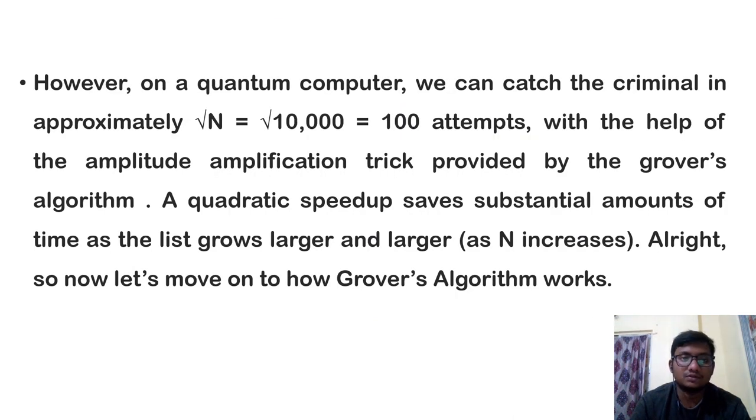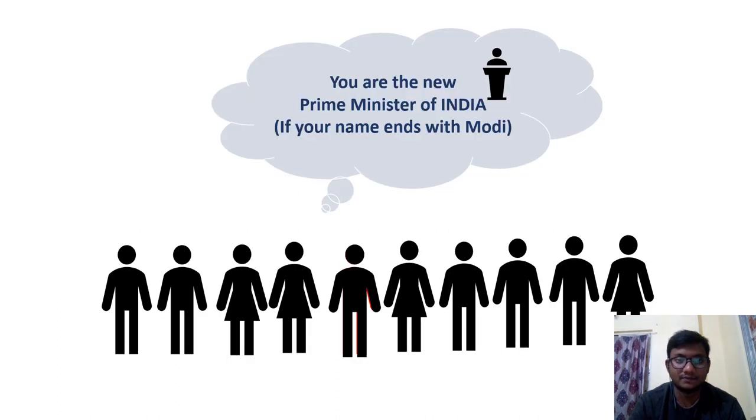So coming back to our previous example, where 10,000 spectators are there, we can find that person in only 100 attempts. But in classical computing, we may have to search around 10,000 times. So with the help of the amplitude amplification trick provided by Grover's algorithm, a quadratic speedup saves a substantial amount of time as the list grows larger and larger. All right, so now let's move on to how Grover's algorithm works.